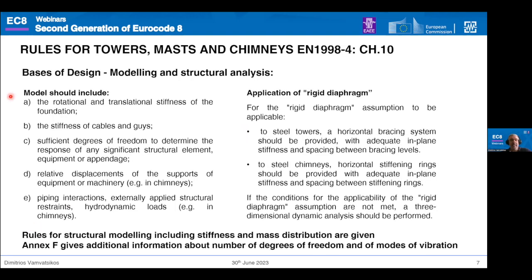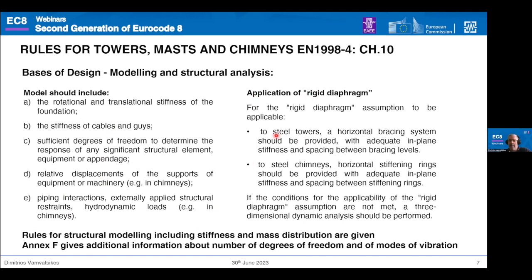Now, in general, the model should include some modeling requirements, rotational, translational stiffness of the foundation, cables and guys. Of course, sufficient degrees of freedom to determine the response of any significant structural element, equipment, or appendage. Refer to the previous discussion about ancillary elements. Some of them are pretty large, like big antennas. You have to include them, okay? Relative displacement or the supports of the equipment or machinery that may be attached to this, any piping interaction, externally applied structural restraints, hydrodynamic loads.